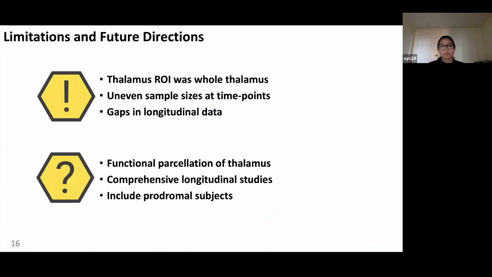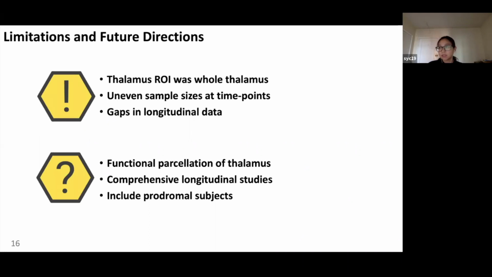So this study has some limitations. So the first is that the thalamus ROI that we used was a whole thalamus. The second was that we had uneven sample sizes at the different time points, especially at the later time points, which had smaller sample sizes. And lastly, because our data set was semi-longitudinal, there were some gaps in the longitudinal data.